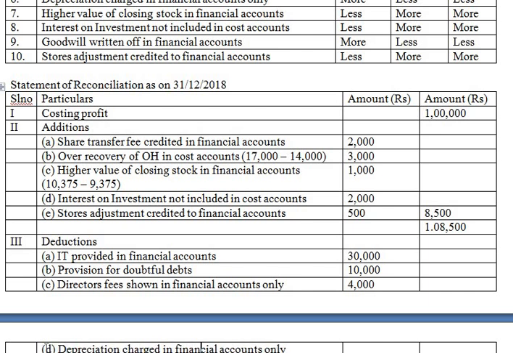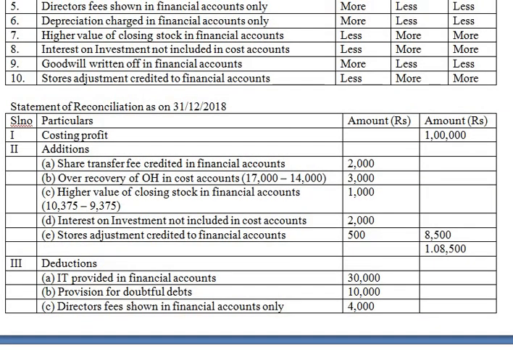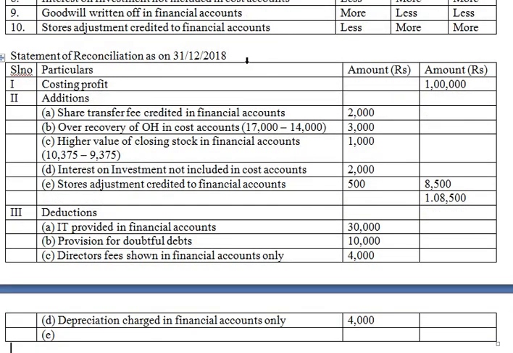Next is depreciation charged only in financial accounts. Amount is 4,000. Next, E. Goodwill written off in financial accounts. That is 4,500. Okay, add it and take it to the outer column, 52,000.